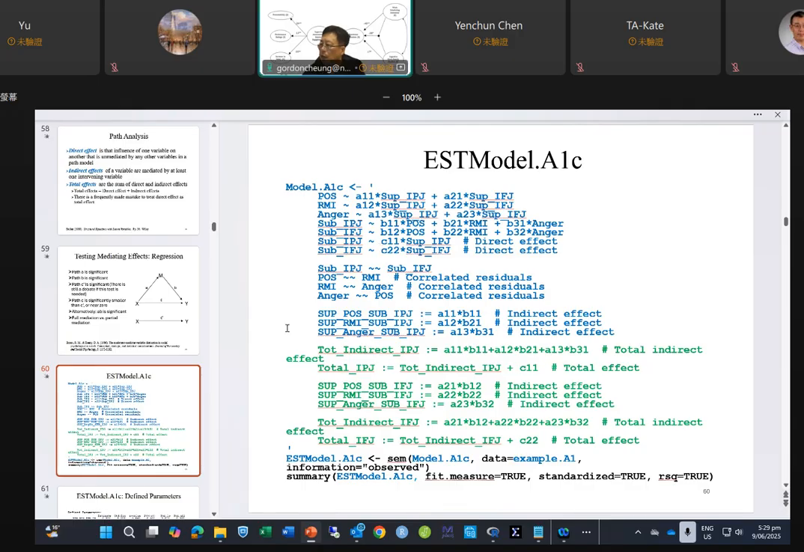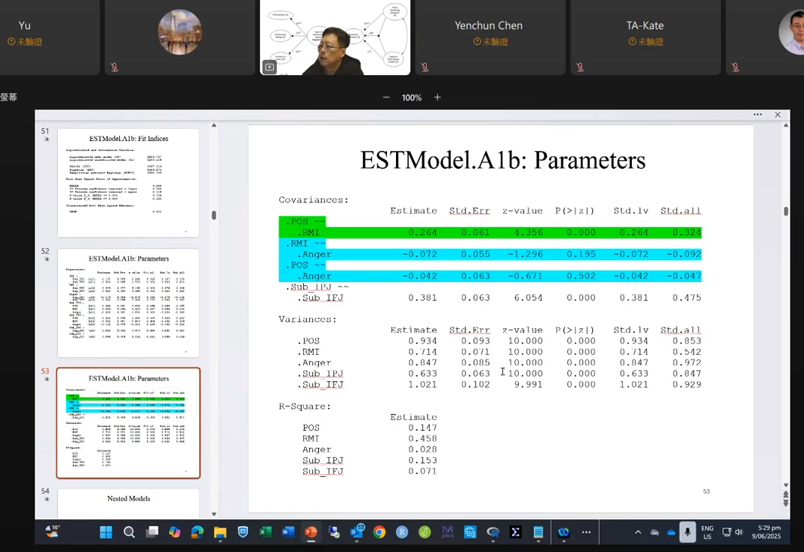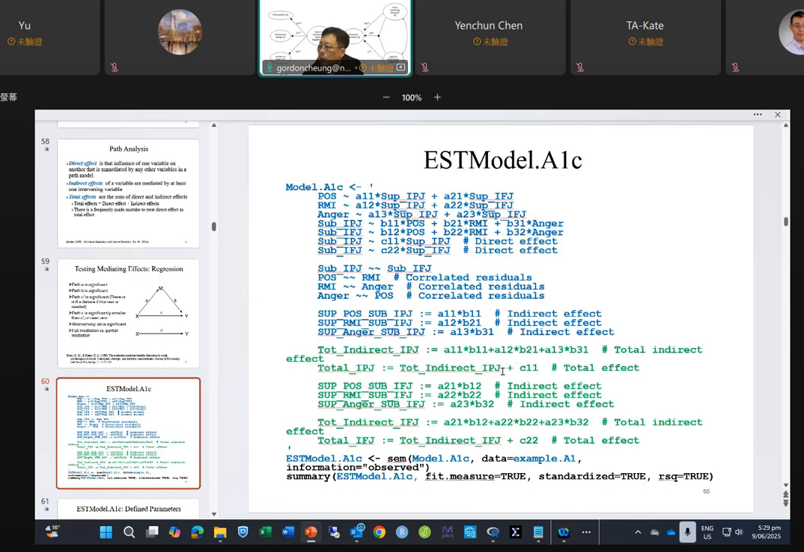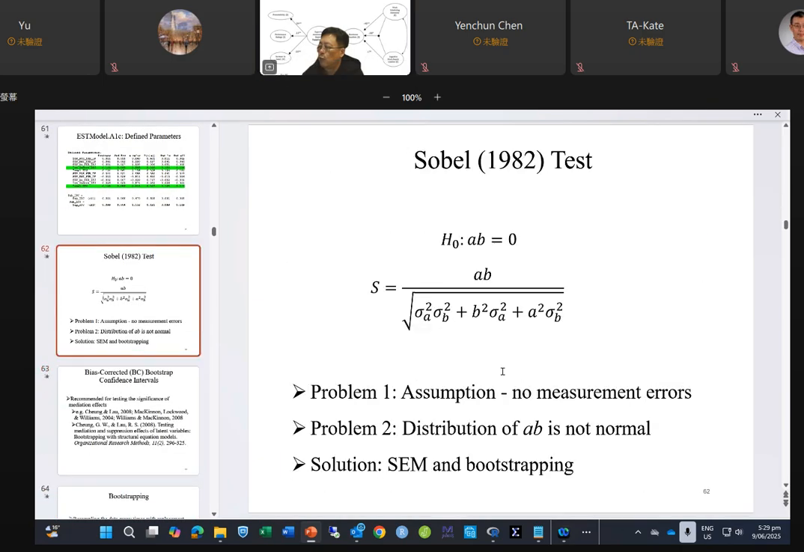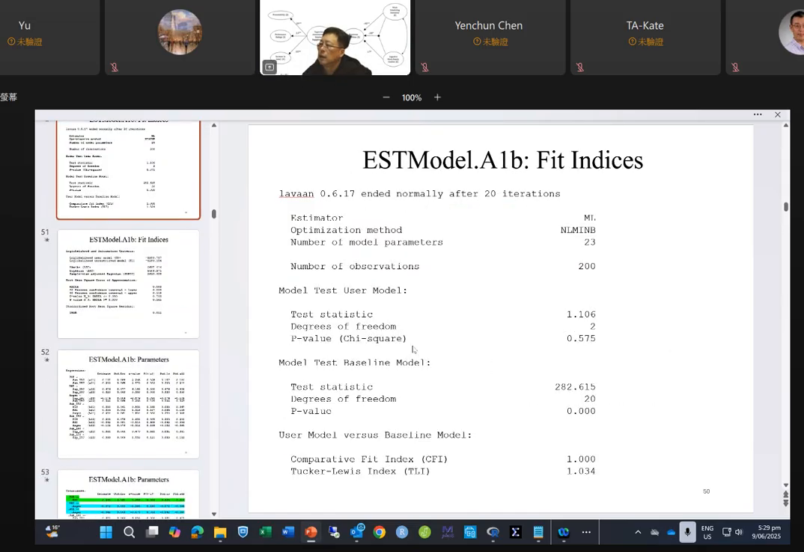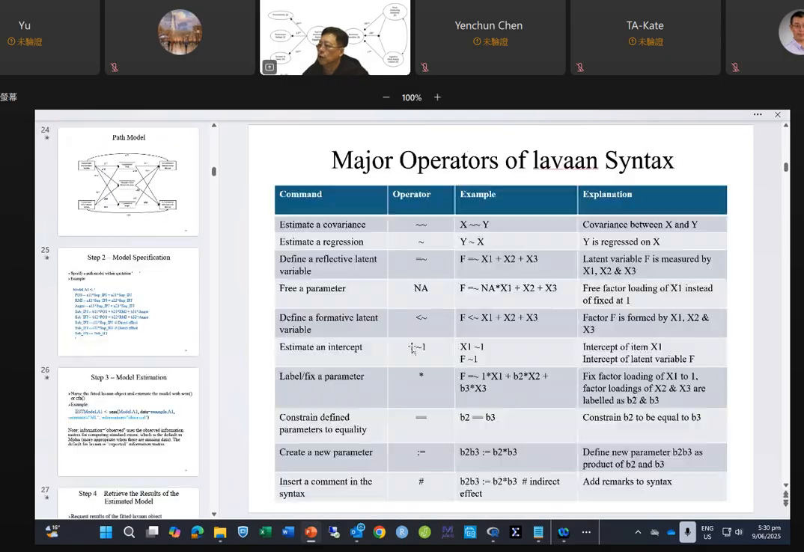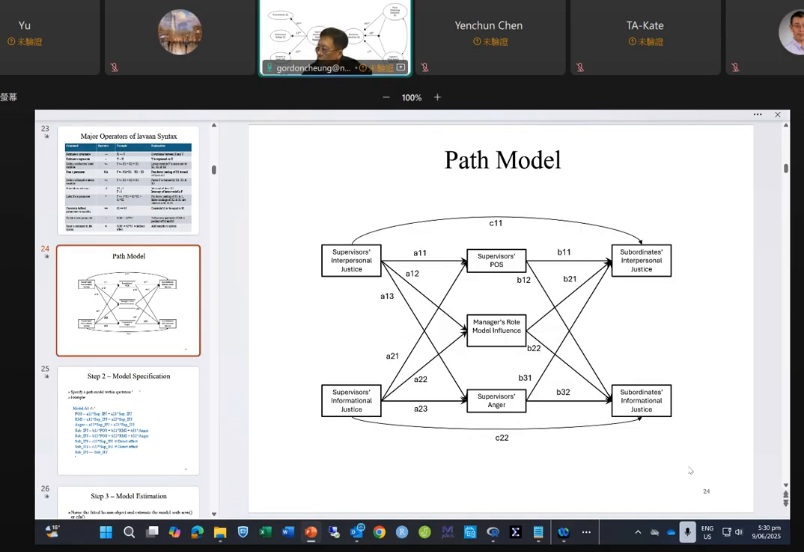Here is how we can create the indirect effect and total effect. It is based on our previous model. The first part is based on our previous model, and then I added 3 indirect effects. Let me see, wait. I want to find my model. Yes, this is the model on slide 24.